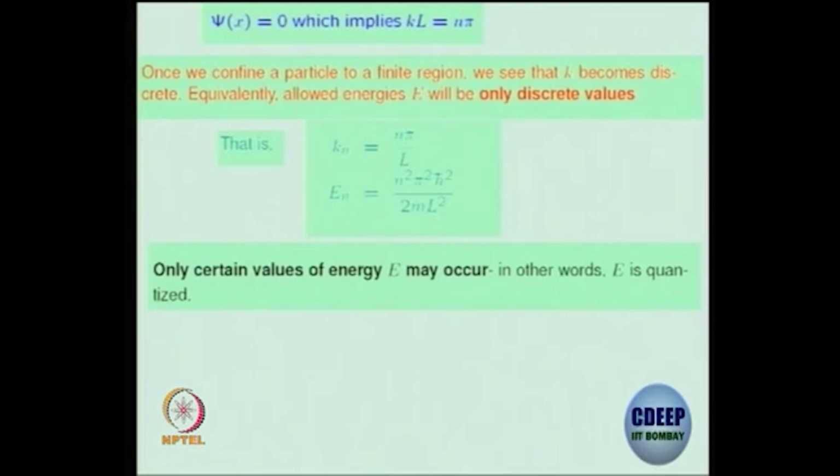If I give you a free particle, you will write p squared over 2m and say that p can take minus infinity to plus infinity in continuous fashion. Now you cannot see that.